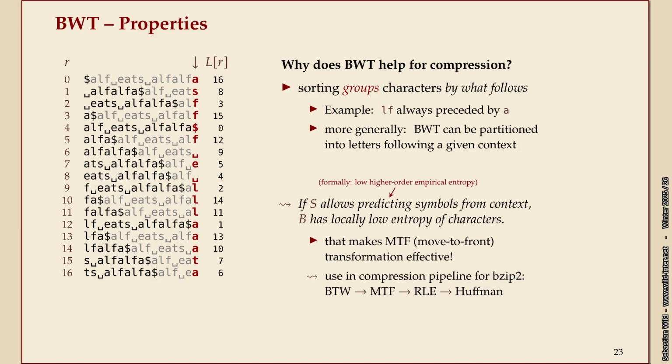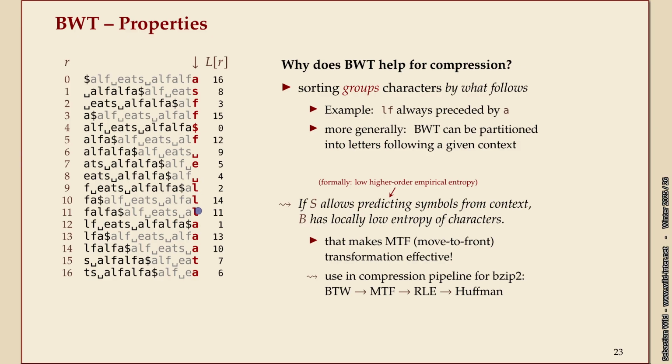So the BWT groups the characters by their context, and that specifically means if a character can be predicted with less entropy than otherwise from what follows after it, then the BWT will have locally a low entropy among the characters. There'll be regions where you see mostly A's, or regions where you see mostly L's, these kinds of things.